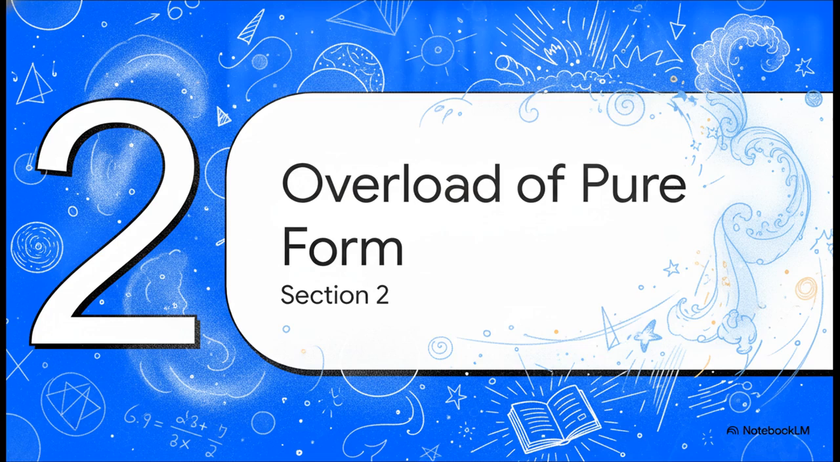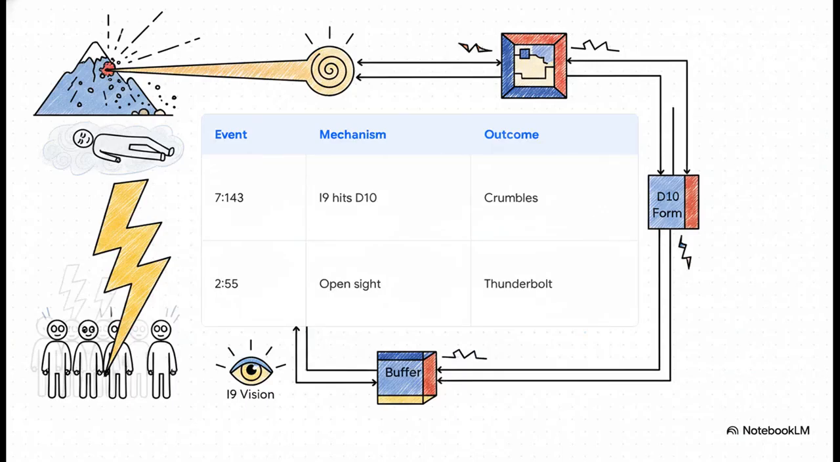Section 2. The overload of pure form. Now, here's where the physics really kick in. Pure physical form simply cannot bear pure source light. In verse 7:143, Musa actually asks to see the divine directly. What happens? The mountain, which represents this massive accumulation of D10 particle memory, gets hit with direct I9 light and instantly shatters into dust. Musa cannot perceive it, la tudriku al-absar, yet the I9 state absolutely perceives the D10, wa huwa yudriku al-absar.